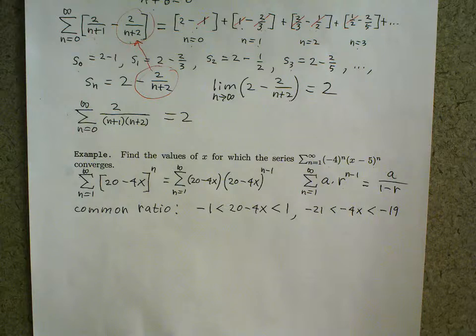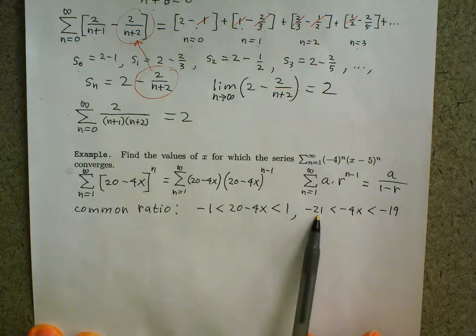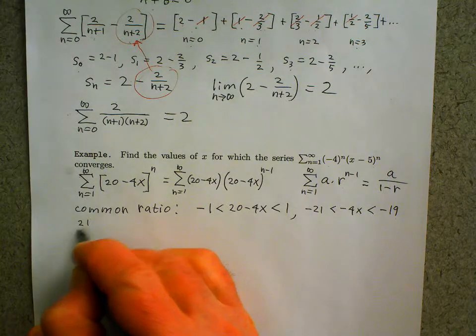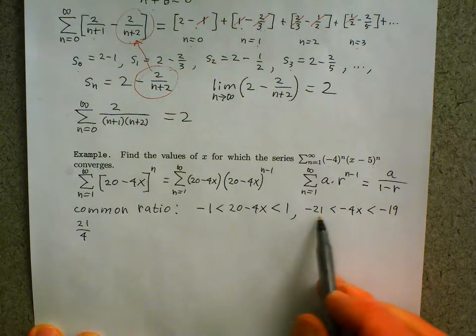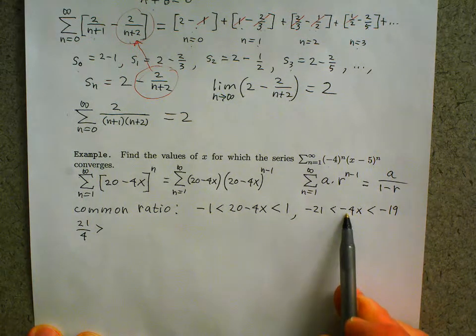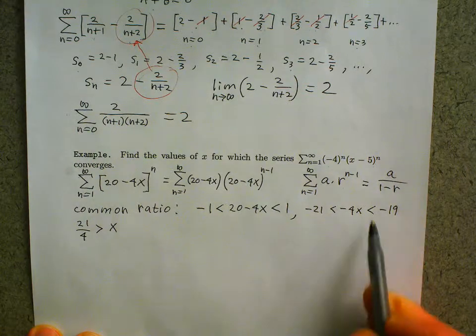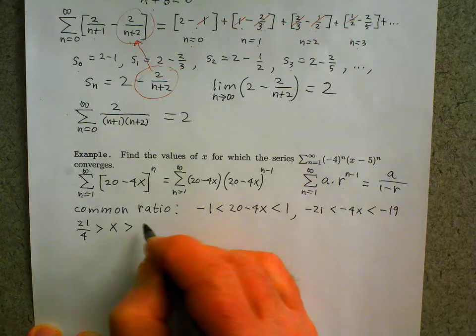Divide each of the three parts by -4, and since we're dividing by a negative number, we have to switch each of the two inequalities to the opposites. So -21 divided by -4 is +21/4. And since we're dividing all three parts by a negative, we switch this from less than to greater than. In the middle, negative 4x divided by negative 4 is x. Switch this from less than to greater than. And then negative 19 divided by negative 4 is 19/4.